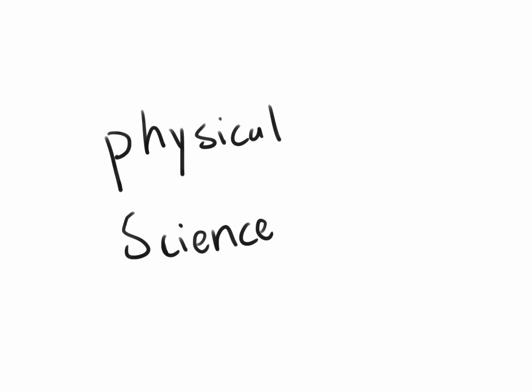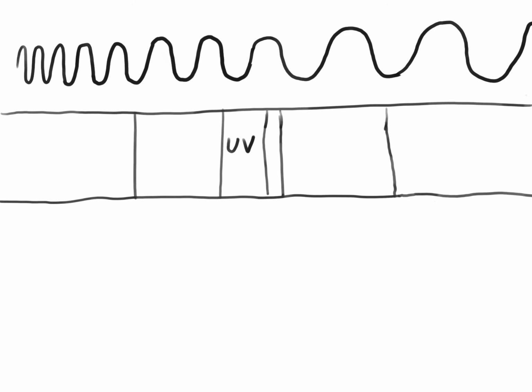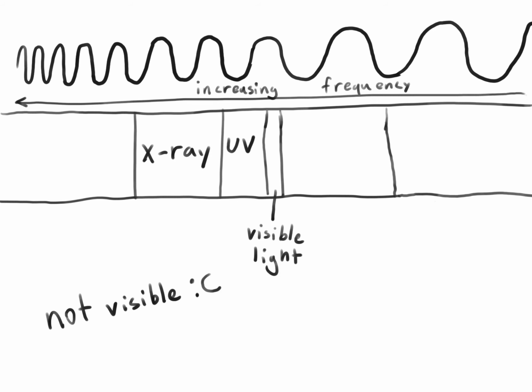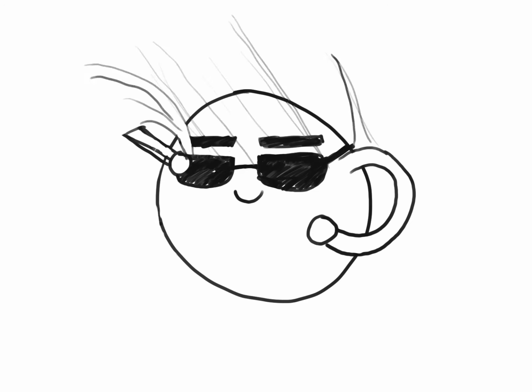Today I'll be presenting the video presentation I've made for physical science on ultraviolet light. Ultraviolet light has a higher frequency than visible light, meaning it's not visible, and a lower frequency than X-rays. Its wavelength varies between 400 nanometers and 100 nanometers. Frequency varies between 800 terahertz and 30,000 terahertz, with its most common source obviously being the sun.